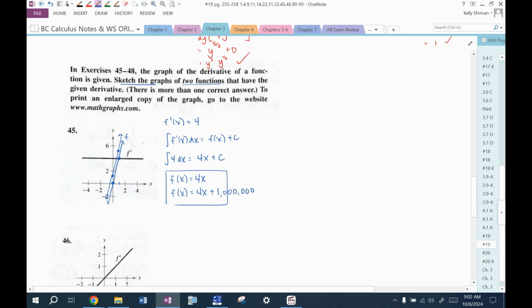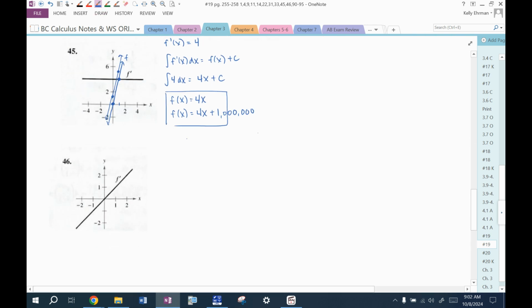All right. And then for number 46, same idea. Let's write the f prime equation first. This is a line with a slope of 1. Its y-intercept is 0. So its equation would just be f prime of x just equals x. You do have to pay attention. Sometimes they'll give us something more exciting with a different slope and a different y-intercept. So here's f prime of x equals x.